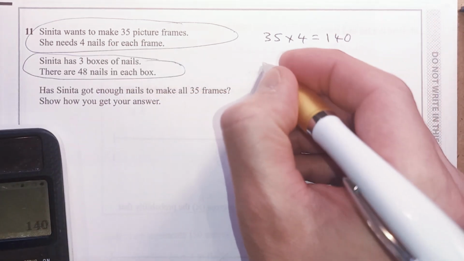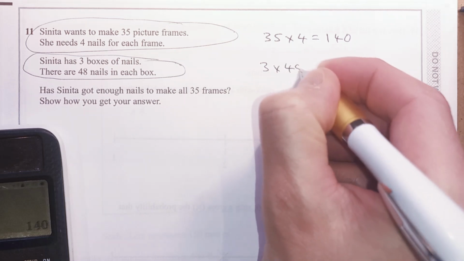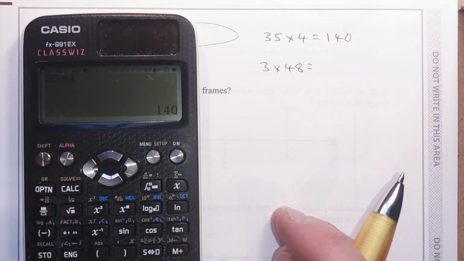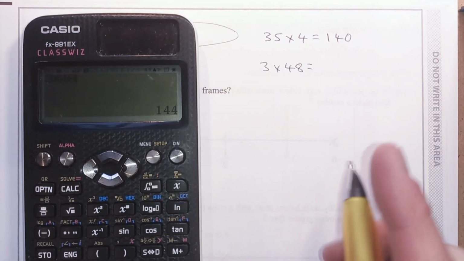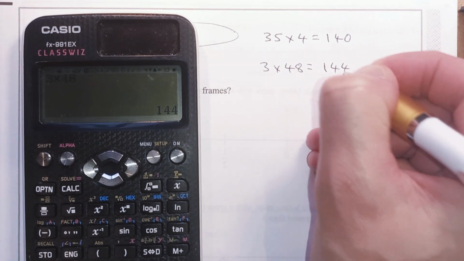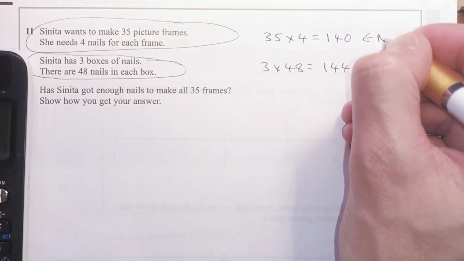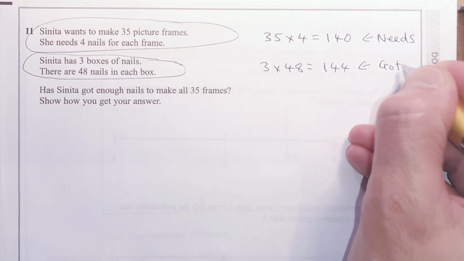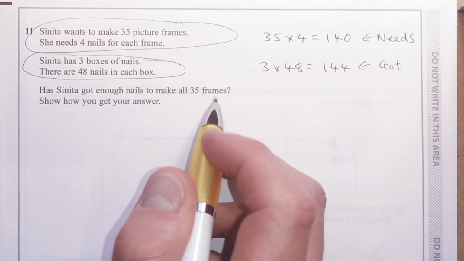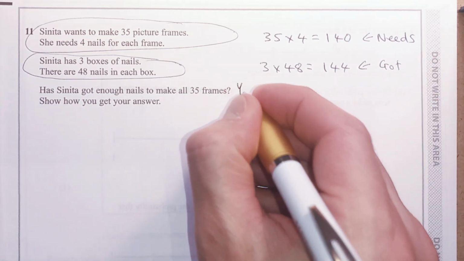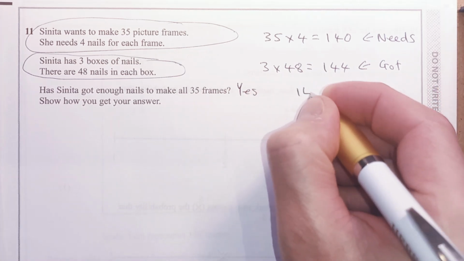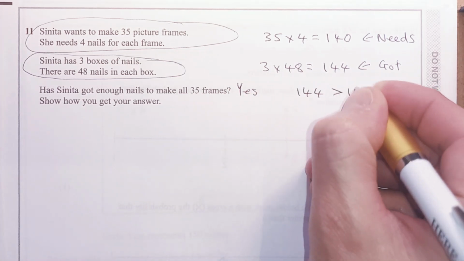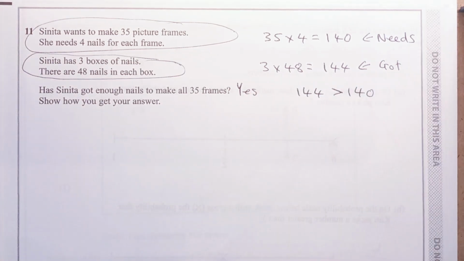She's got 3 boxes with 48 in each. So that's 3 times 48, which is 144. So this is what she needs, this is what she's got. Has Sunita got enough nails? Yes, because 144 is greater than 140.